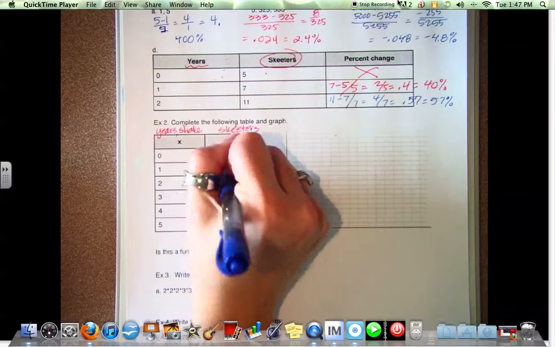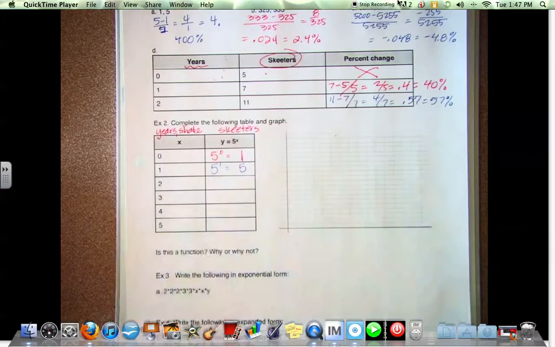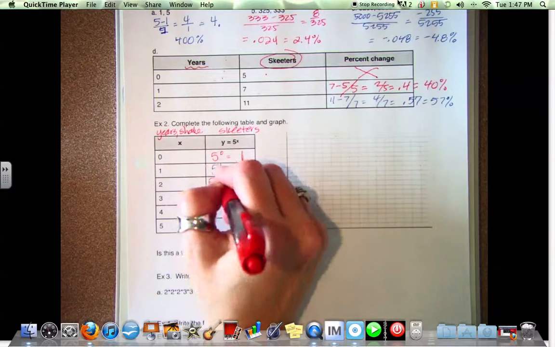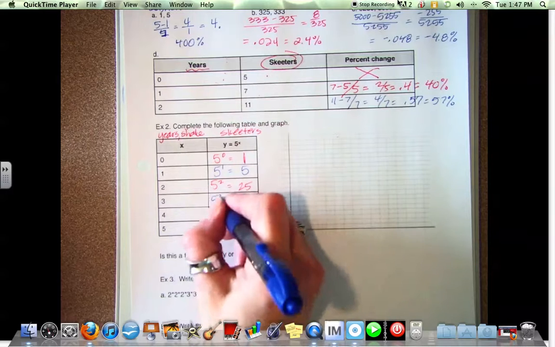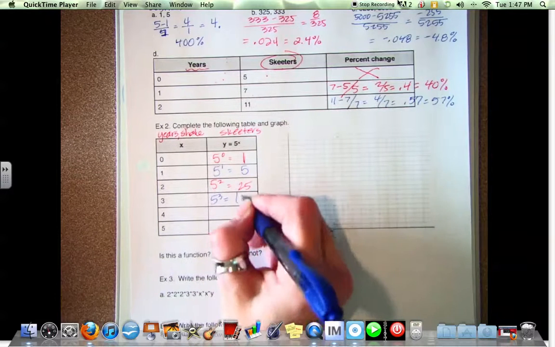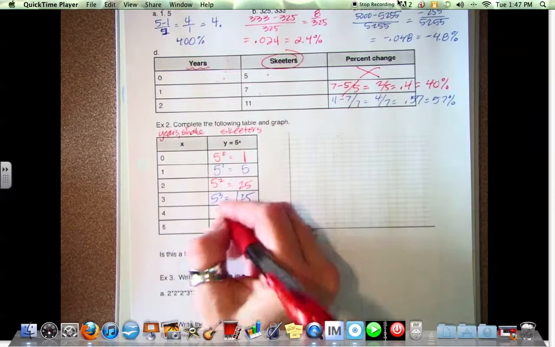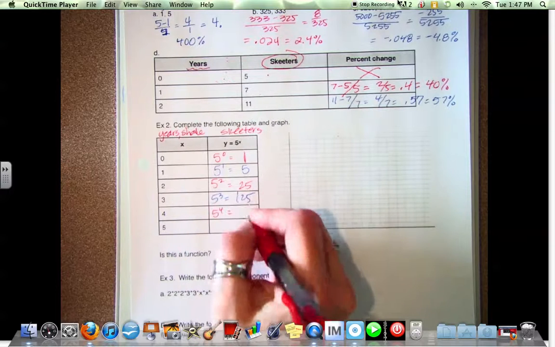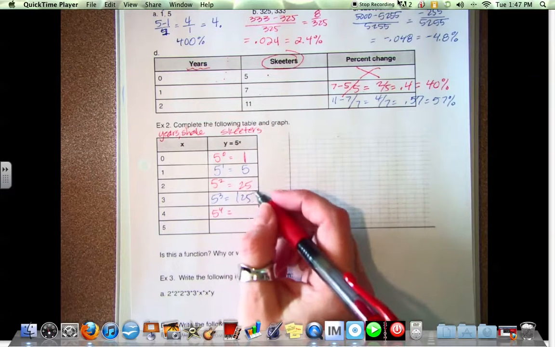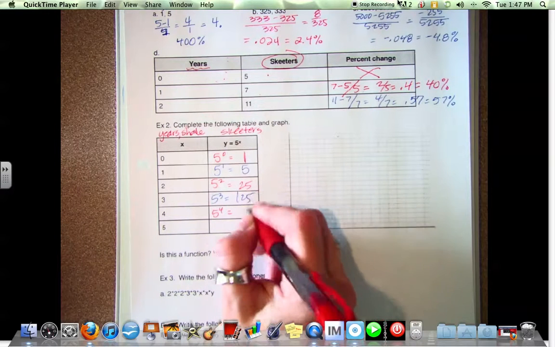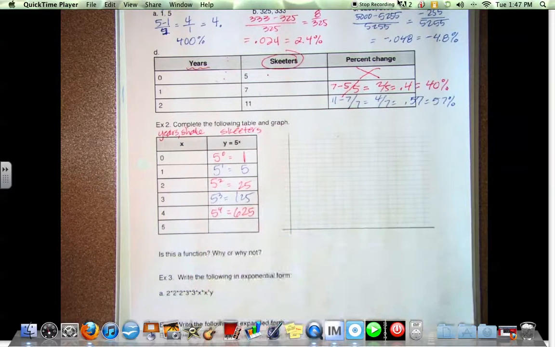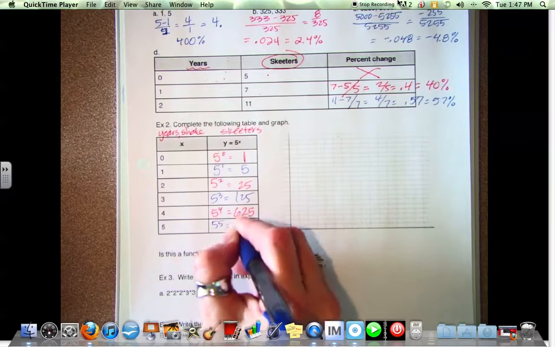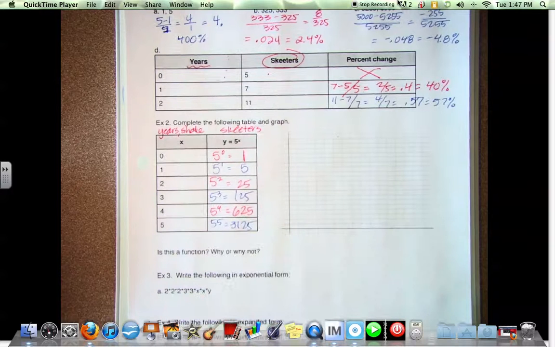5 to the first power is 5. 5 to the second power is 25. 5 to the third power is 125. 5 to the fourth power? 5 times 5 times 5 times 5 is 625. And 5 to the fifth power is 3,125.